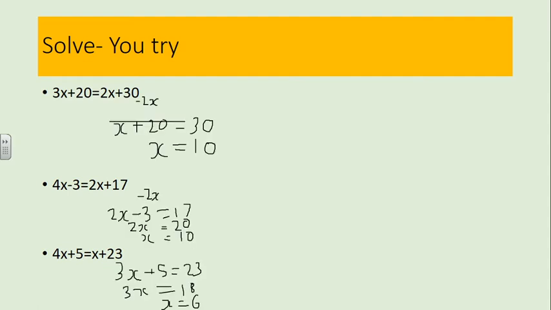So here are the answers. Apologies about the line through the first one. But first of all, you're taking away 2x, which is the smallest x. So you get 3x take 2x is just going to be 1x, or x. So x plus 20 is 30. So something plus 20 is 30. That something has got to be 10. Have a look at the other ones. It's the same way, okay?